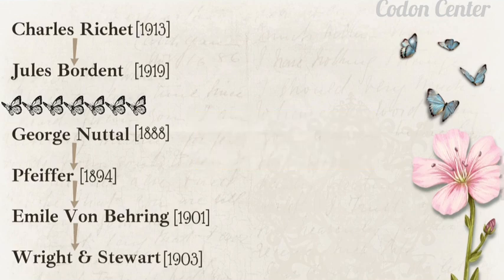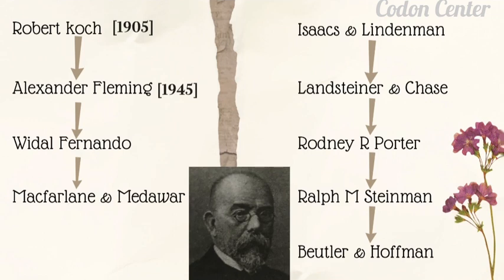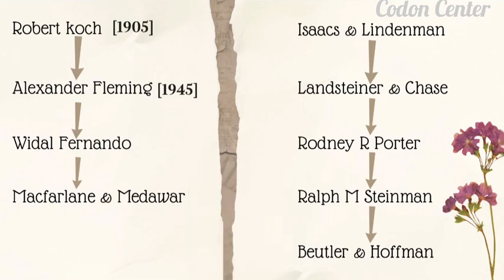Next comes Robert Koch, a German physician and pathologist, who was awarded the Nobel Prize in 1905 for his research in tuberculosis. And we are familiar with Alexander Fleming, a British bacteriologist, who received the Nobel Prize in 1945 for his discovery of penicillin. Next, it is Fernand Widal. He devised the blood test known as Widal's test for the diagnosis of typhoid fever.